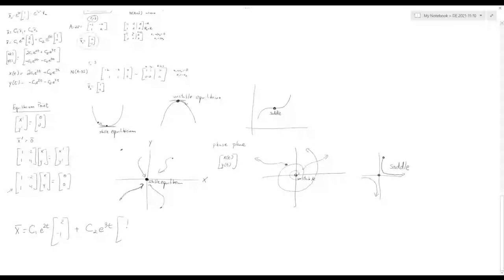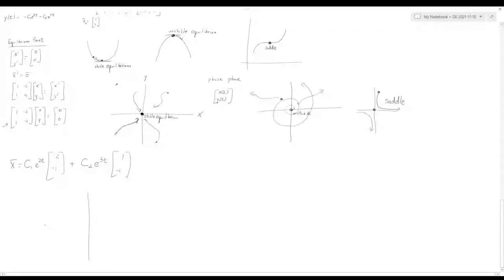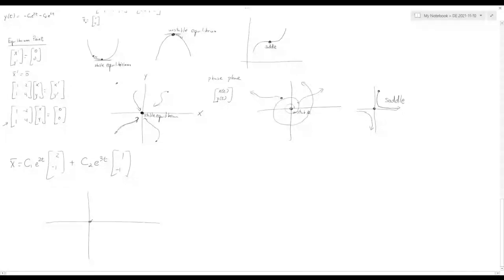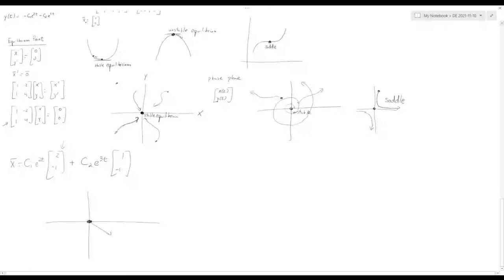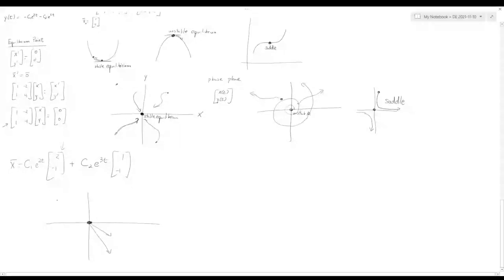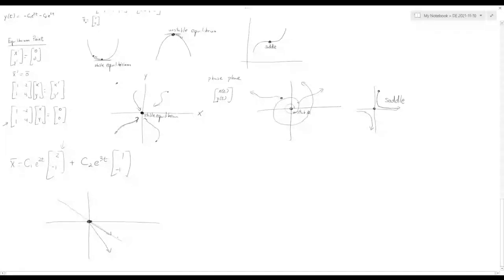You can kind of think of these as if you draw the phase plane. You can draw these eigenvectors, let's say, at the origin, which is our equilibrium point. So (2, -1) and (1, -1). It doesn't really matter what it looks like. But these become like leading lines.